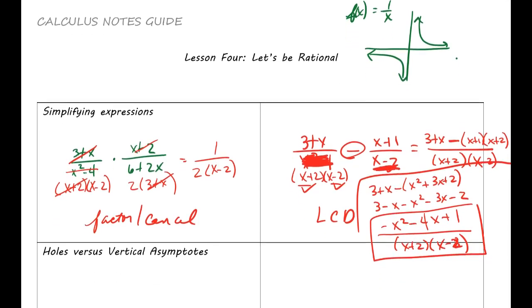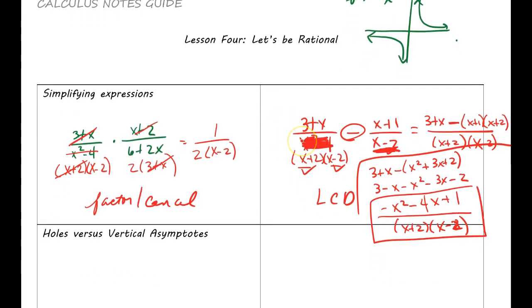Okay, now for the more interesting stuff. This comes up occasionally in calculus, okay?